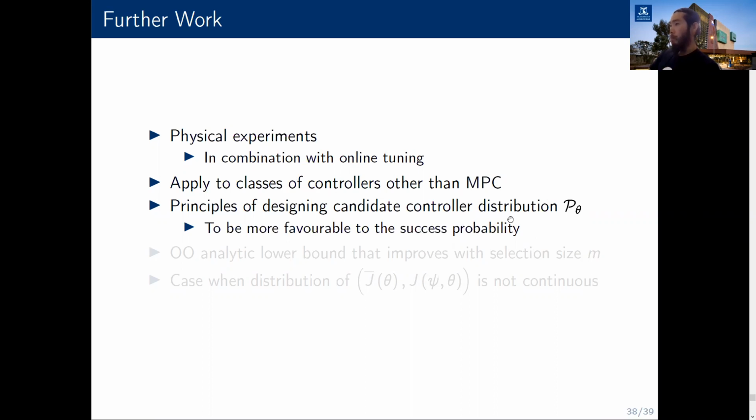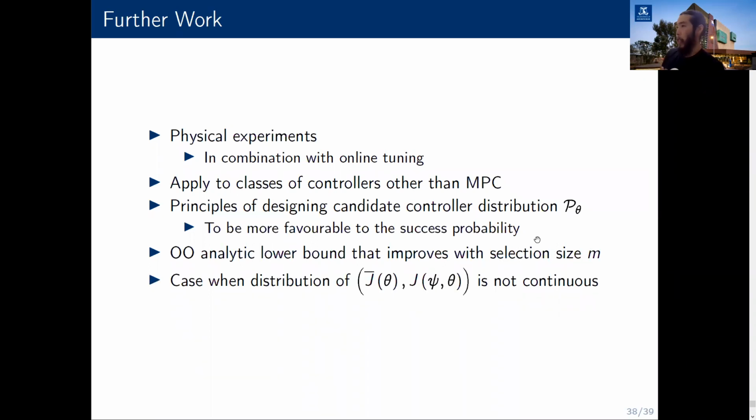And for the analytic lower bound for ordinal optimization, currently it's valid for all M, but if you increase M, the lower bound doesn't improve with it. So it'd be an interesting direction to see if there could be an analytic lower bound that does improve when you increase your selection size M. And lastly, it'd be interesting to see what happens if we relax the assumption that the distribution of your performances is a continuous distribution.